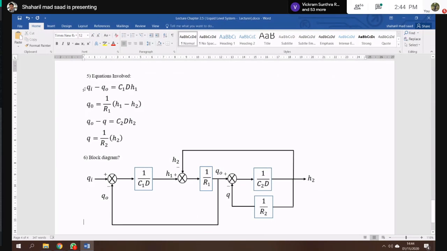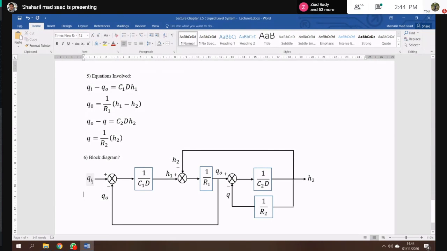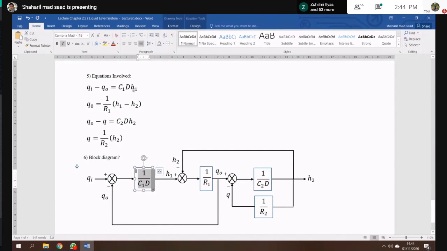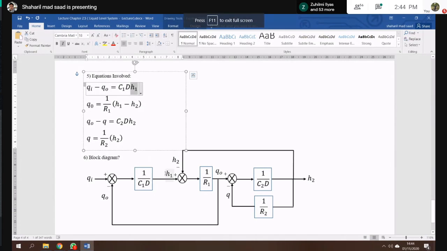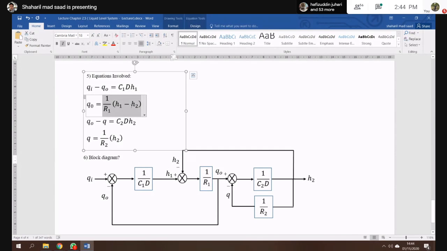So you can start from the input or you can start from the output itself. Let's start from the input, Qi minus Q naught, and then multiply by 1 over C1 D, and then you will get H1. Done. Then you can solve equation number 2, H1 minus H2, multiply by 1 over R1, then you can get Q naught.